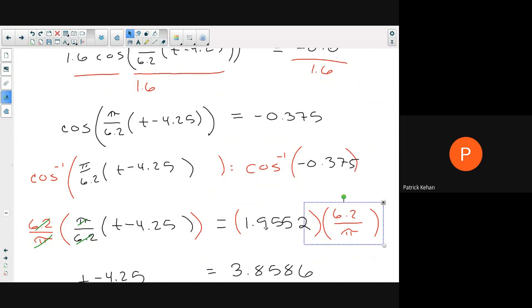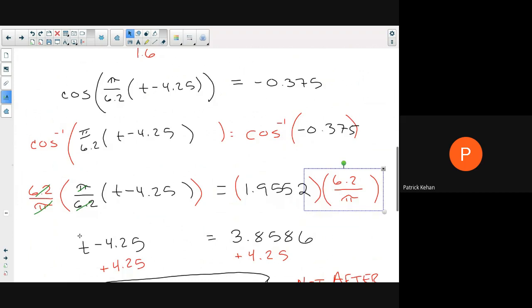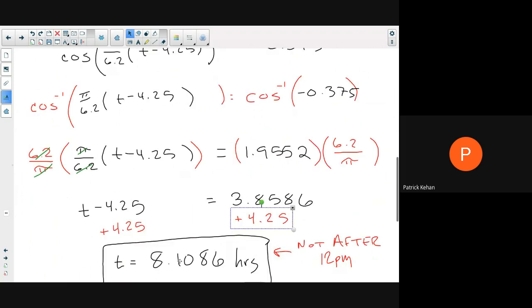Again, just push this into your calculator, and it approximates to 3.8586. Here, the reciprocal simplifies with 1. And my last step here is I'm going to add 4.25 to both sides to isolate t. Now, when I do that, I get t equals 8.1086 hours, right? So just beyond 8 hours of time after midnight, okay?